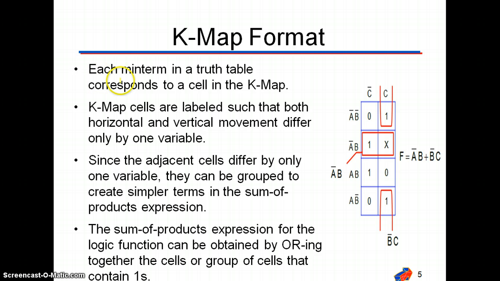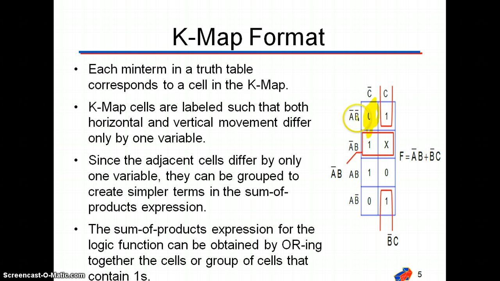Let's see. In this, each term in a truth table corresponds to a cell in the K-map. So, as we know that truth table, in that case, each min term is corresponding to a cell of K-map. That is, this cell, suppose this is a cell.